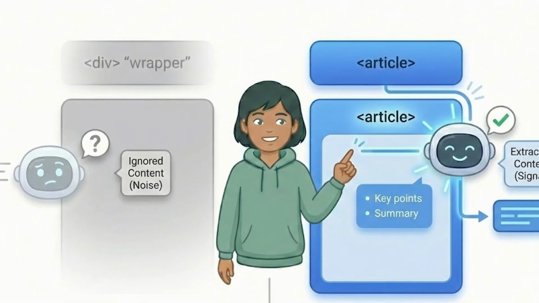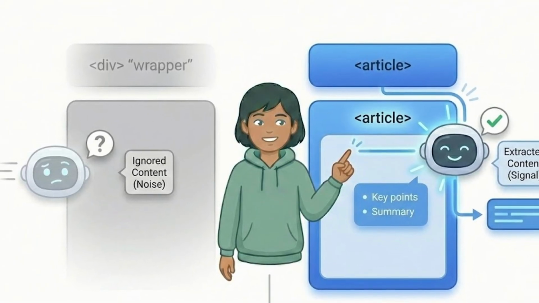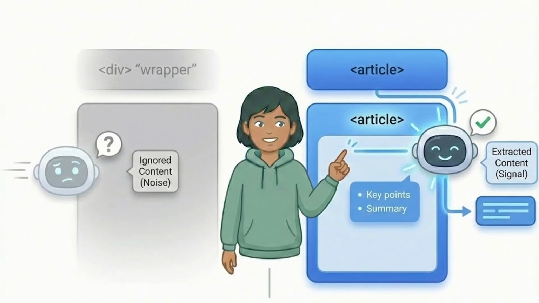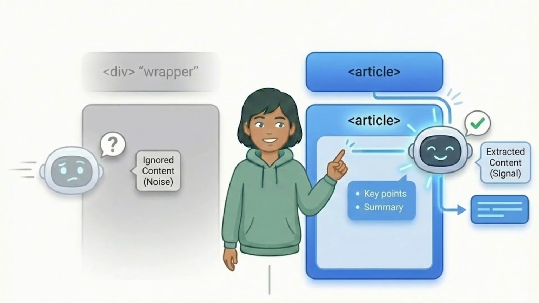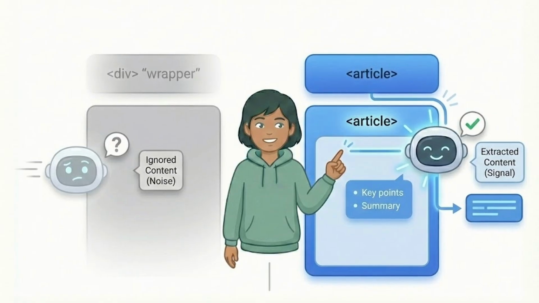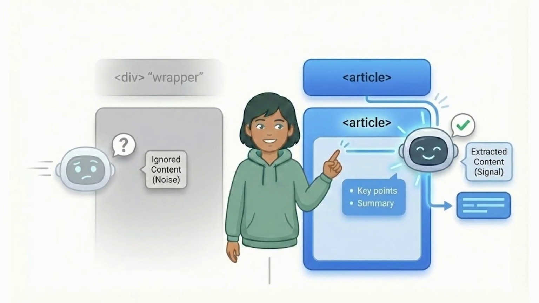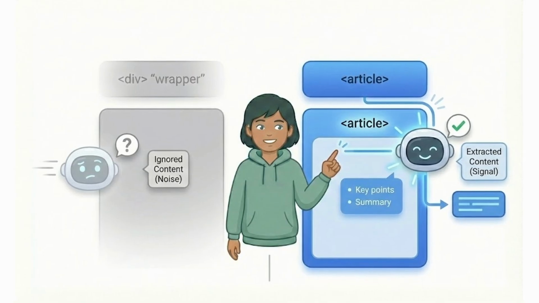It reads like English. So AI agents and screen readers will use those tags to understand your content. If you want an AI to summarize your article correctly, you must use the article tag. If you use a div, the AI might ignore it as a group of text. So it's really important to SEO that you use semantic HTML.